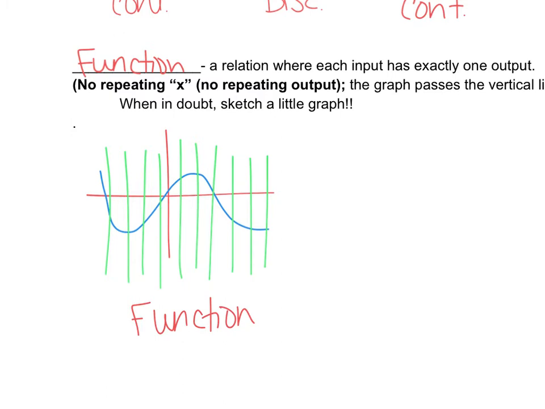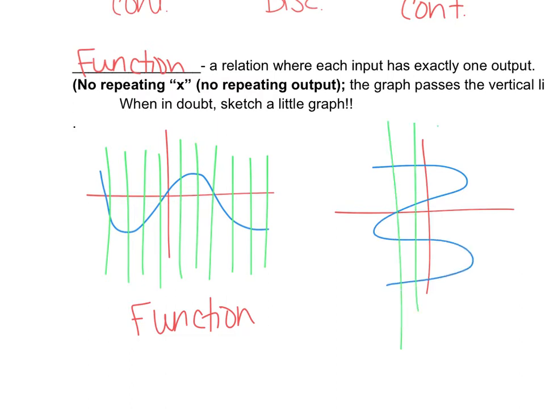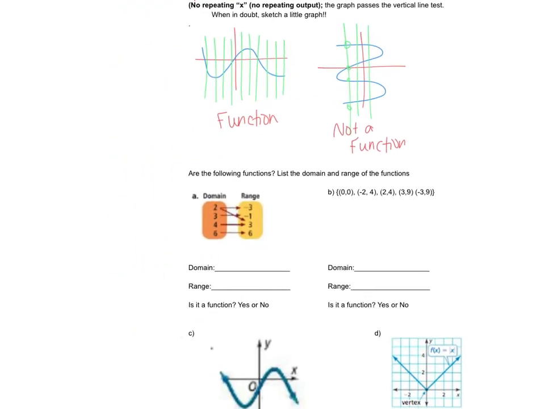Let me draw another one that is not a function. So if I had something like this, and I had a graph that was kind of like this or something crazy. If you drew vertical lines, you see there's like multiple spots where it hits. So when that happens, that means this is not a function. Okay, and it really only has to do it once. So just know if it hits multiple places at least once, then automatically not a function.